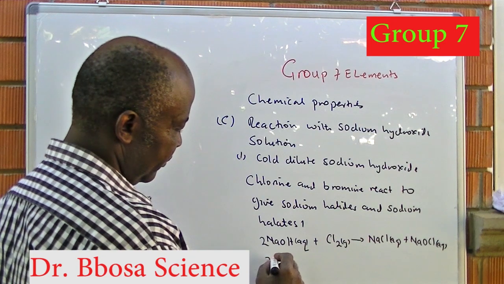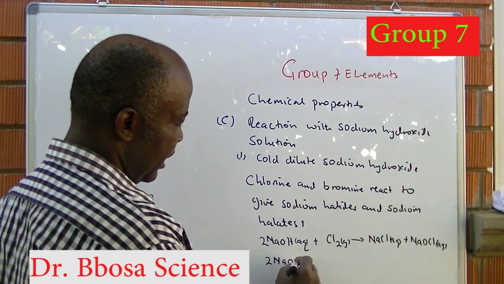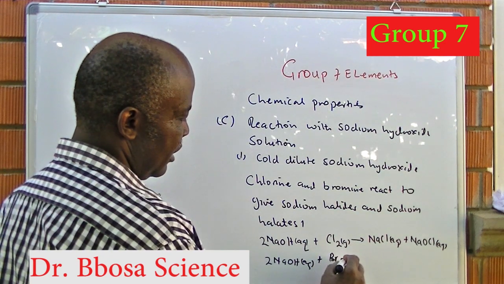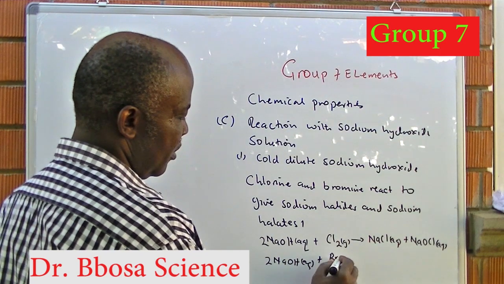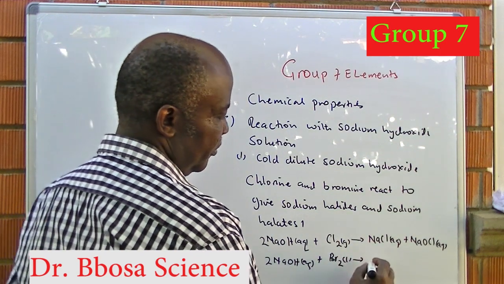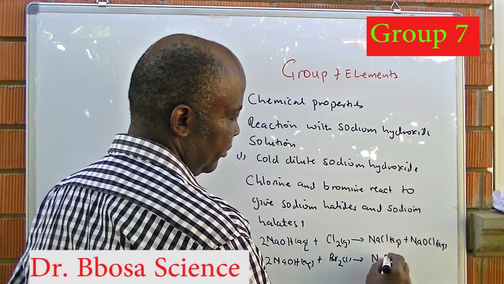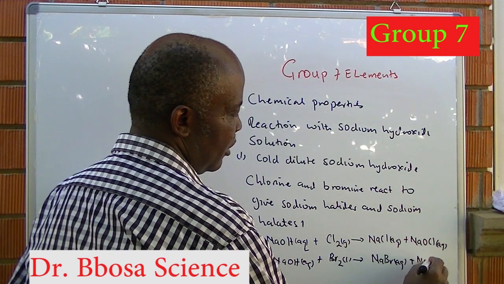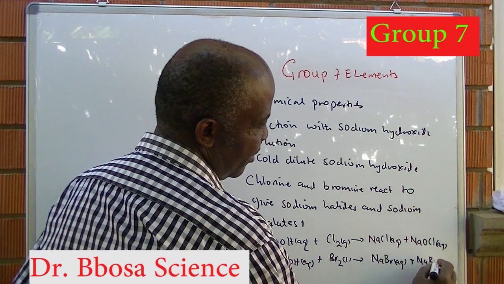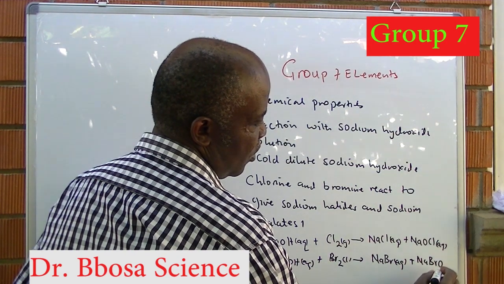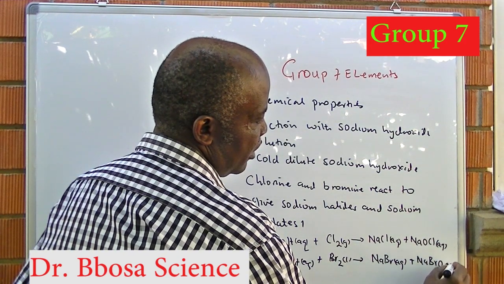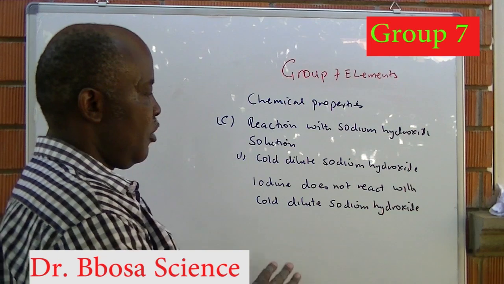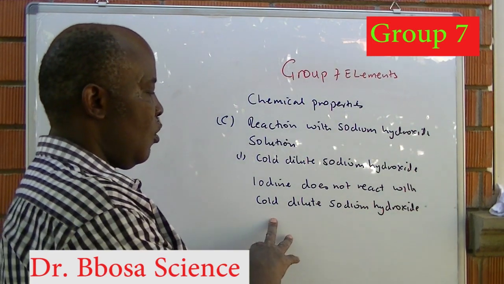Similarly, sodium hydroxide aqueous plus bromine liquid will give you sodium bromide aqueous plus sodium bromate(I). Iodine does not practically react with dilute sodium hydroxide.